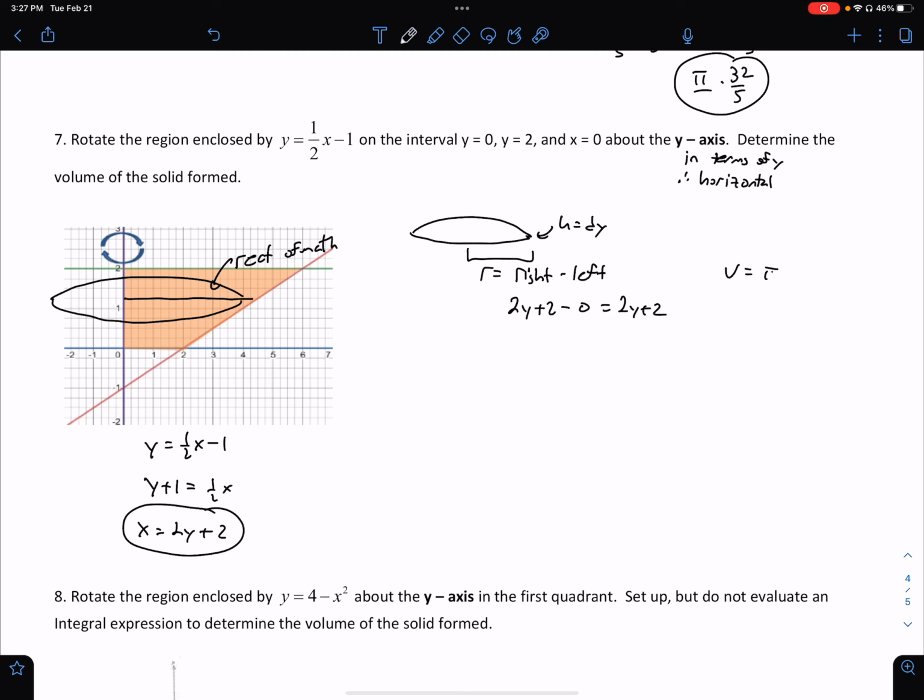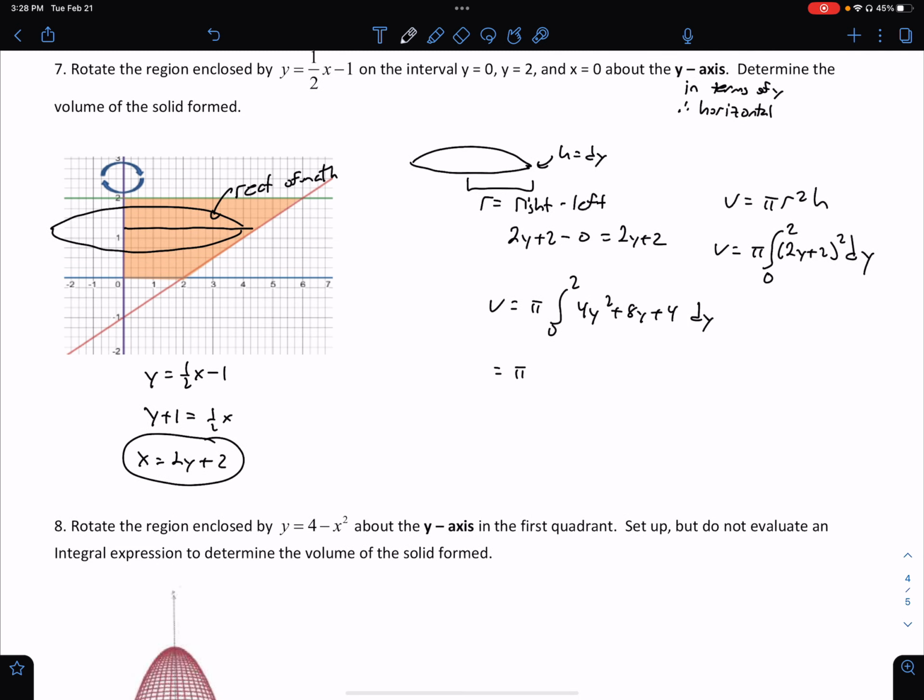Volume, pi r squared h, 2y plus 2 squared dy, and I am going to evaluate this, and they tell me to go from y is 0 to y is 2. So that's what I'm going to plug in right there. Solving this one, let's see here, I can expand it. This just becomes 4y squared plus 8y plus 4 dy. And we're not looking for pretty, we're just looking for an answer.